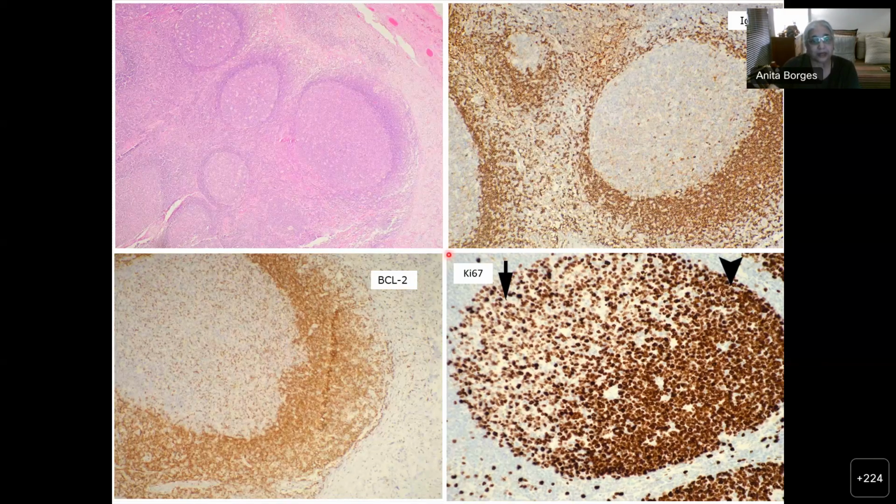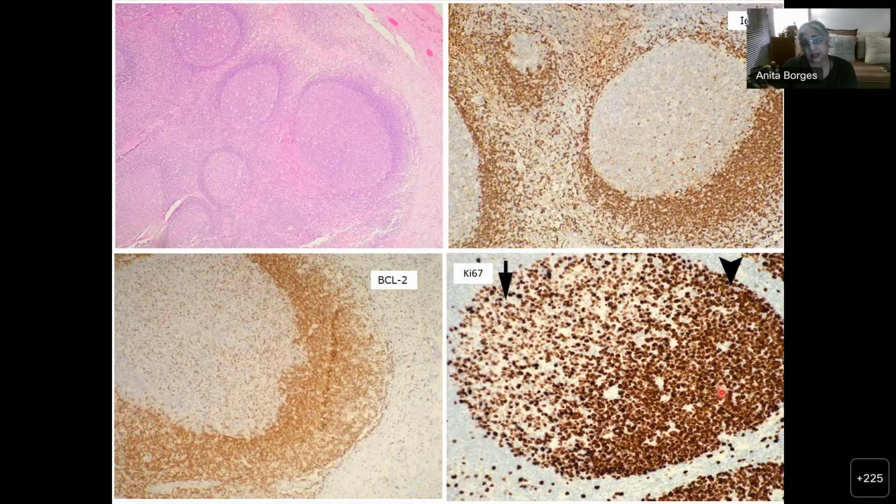All right, so here you have the mantle. So the mantle is BCL2 positive, please. Everything except for the CD10 positive cells in the follicle center will be BCL2 positive. So just remember that.